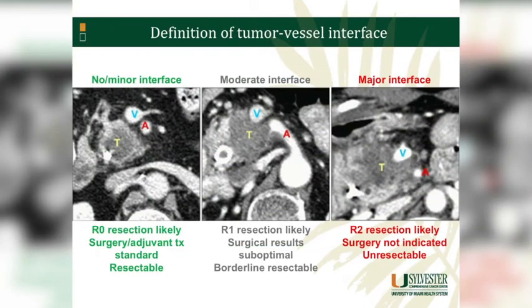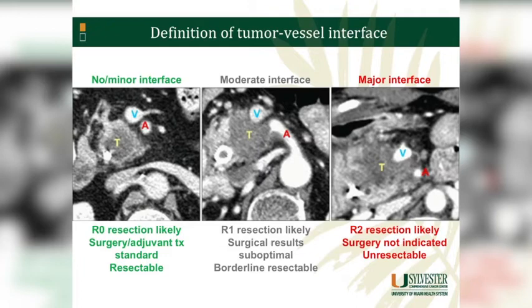So this is a picture taken from Matthew Katz's paper when they describe the criteria. And as you can see here on the left panel, there's some daylight between the tumor and the superior mesenteric vein and the superior mesenteric artery. So this will be considered an anatomically resectable tumor. And these are patients who can still be taken directly to surgery. That is still the accepted standard of care.